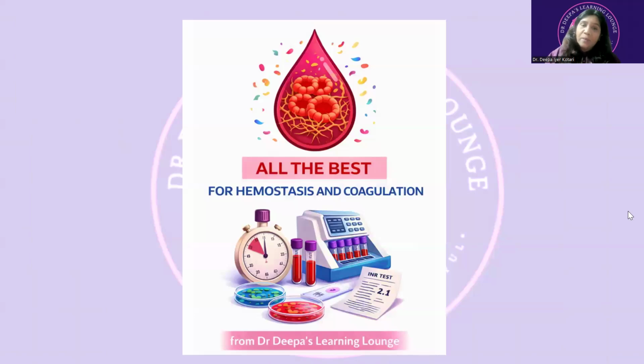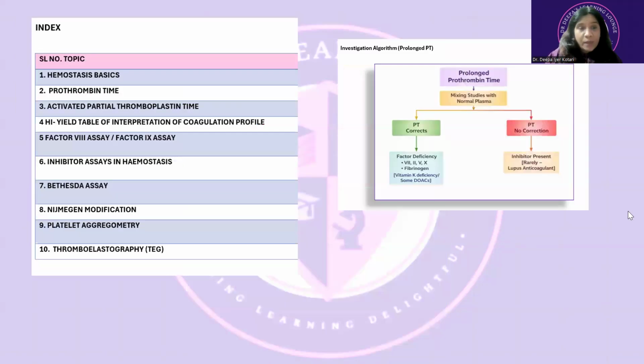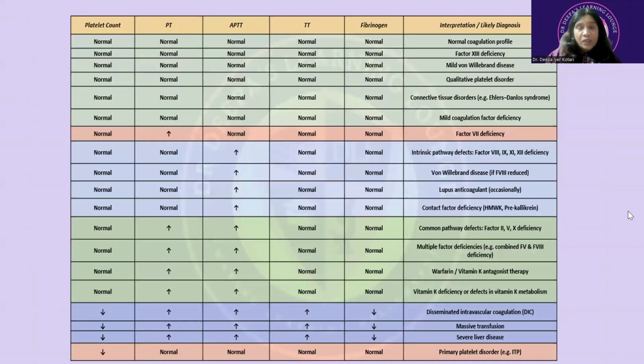The second section is hemostasis and coagulation, where these are the topics included. The entire section is divided into multiple high yield tables. For example, this table in the book shows how to reach the likely diagnosis on the basis of just the PT, PTT, TT, and fibrinogen. These are the different tables available in the coagulation and hemostasis section. They will help you understand, report out, and also help you during viva sessions.